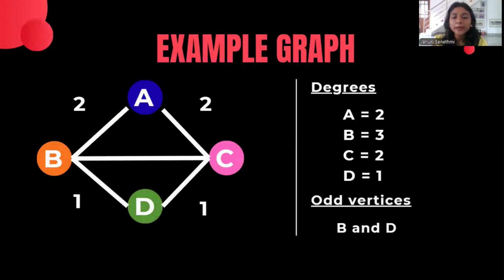Let's work through a simple example. Here, we have 4 vertices A, B, C and D. Let's calculate their degree. Vertex A has degree 2. Vertex B has degree 3. Vertex C has degree 2 and vertex D has degree 1. Notice that B and D have odd degrees. Since the graph has odd degree vertices, it is not Eulerian. We need to modify it.